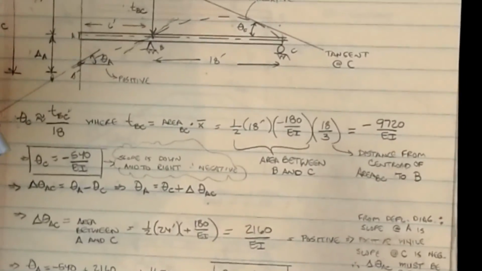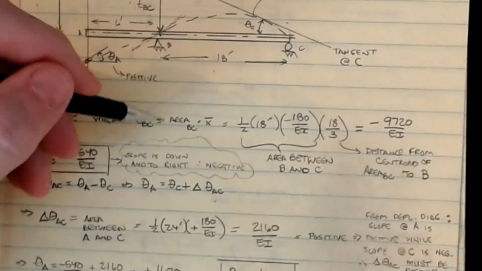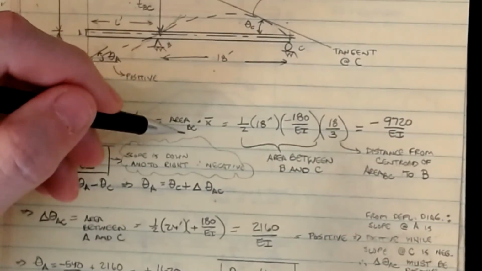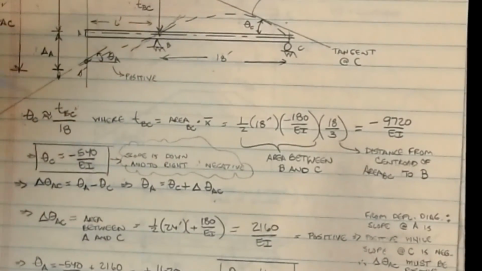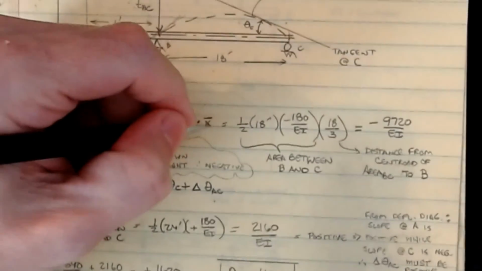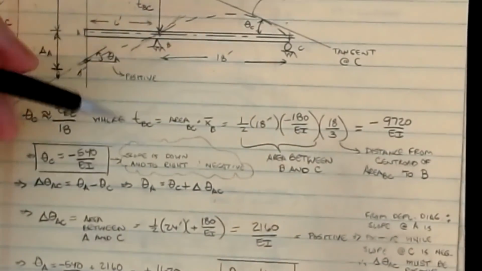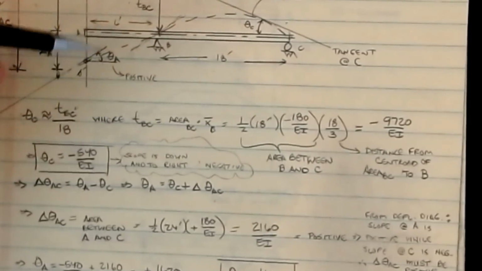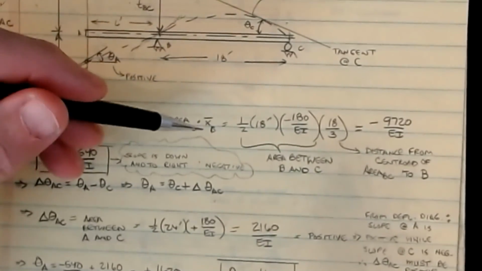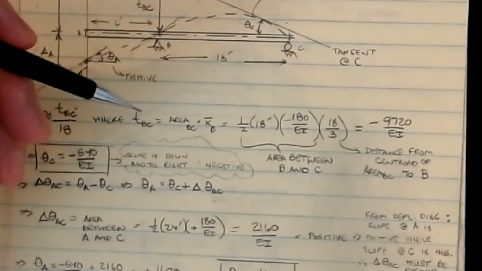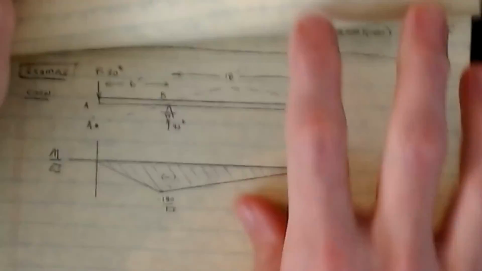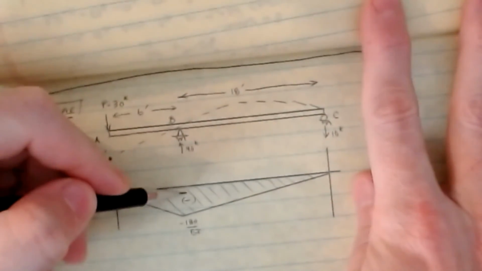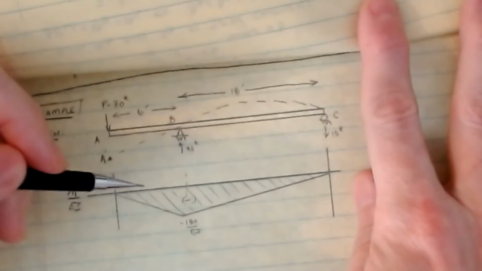So the formula, we said, the second theorem, was that the tangential deviation between 2 points is the area under the M over EI diagram between those 2 points multiplied by x bar to the point that I'm interested in. So we want the tangential deviation at B, so I need the x bar to B in order to figure out the tangential deviation. Okay, so the area is the area between B and C on our M over EI diagram. So if we go back and look at this, that's just going from here to here. It's just a simple triangle, just like what we did before.